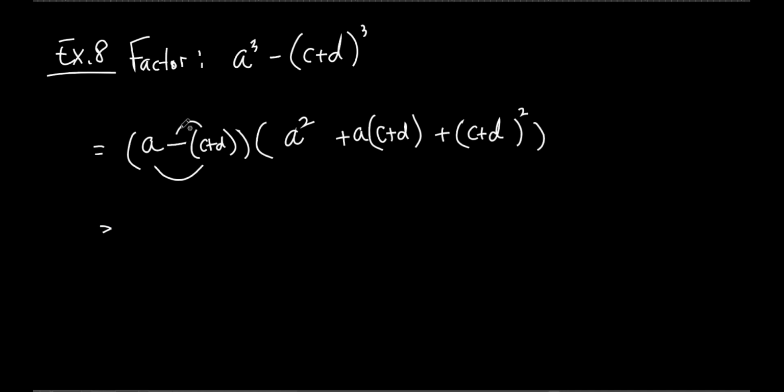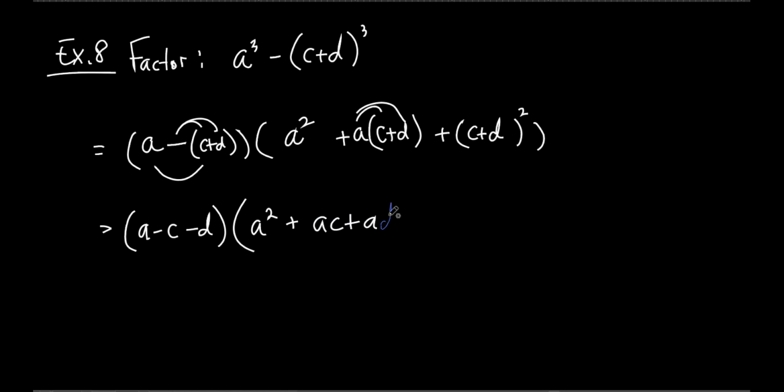Let's now distribute this negative. So what am I going to get? A, what? Minus C, what? Minus D. And then A squared, A squared plus, let's distribute this A through this. So it's AC plus AD.